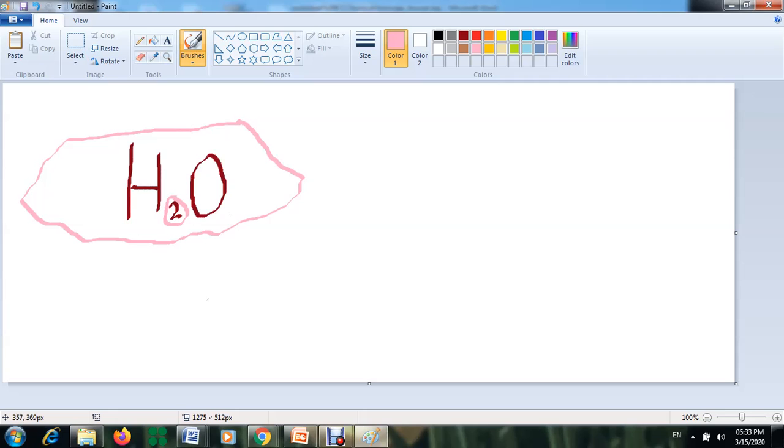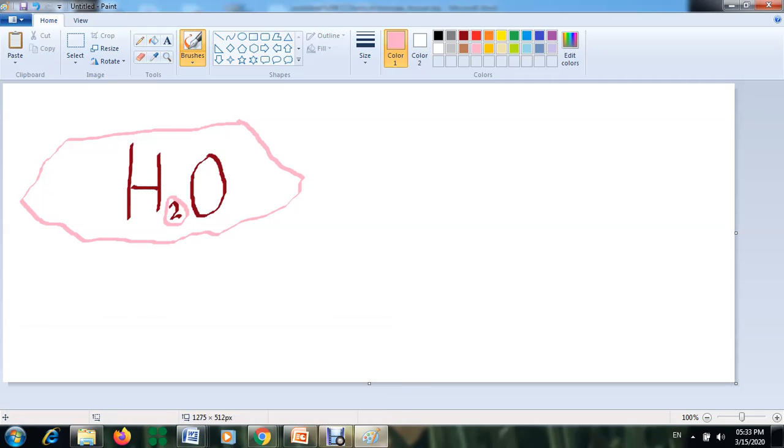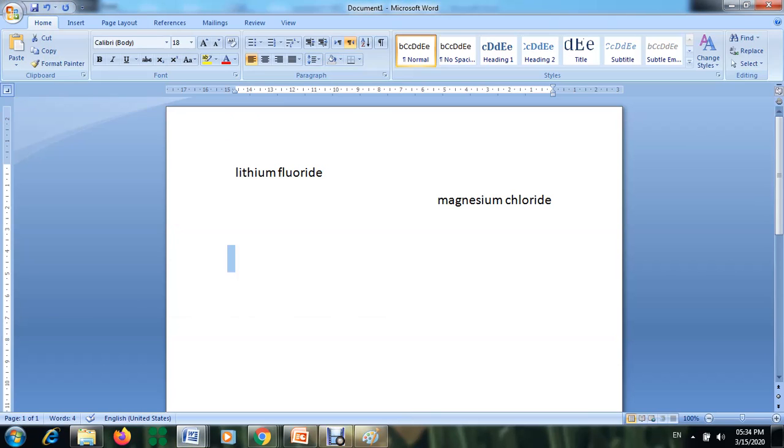Now we are going to learn how to write the chemical formula. To understand how to write it, you will find worksheet number 3 on the portal. It has all the steps from A to Z of how to write the chemical formula, and I'll explain now by giving an example. We will start together with lithium fluoride. How do we write the chemical formula of lithium fluoride?